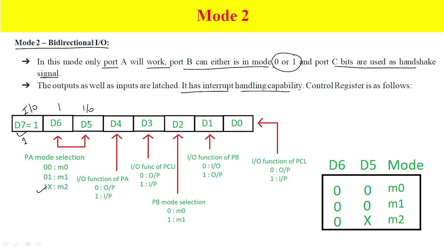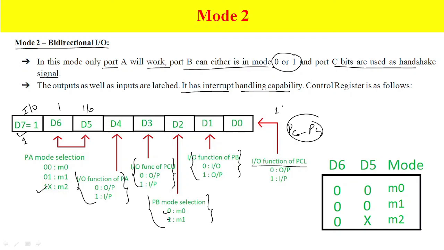Okay. D4, this is the simple IO function for port A. D3 is for upper or higher bits of C. D2 is for mode selection of port B, 0 or 1. So D1 is simple, you can use port B for 0 or 1. D0 is the IO function of port C lower bits PC0 to PC3. So you can use either 1 or 0, input or output.